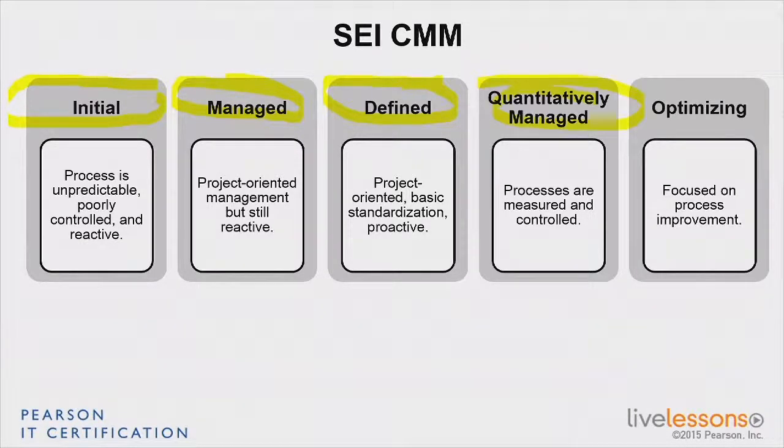When we get into quantitatively managed, the processes are measured and they're controlled. And then once we get into the optimizing maturity, we're focused on process improvement. So all the way down here at the beginning, where we're saying it's unpredictable, it's poorly controlled, it's reactive, to when we get to the top of the maturity model that says we're going to focus on process improvement.